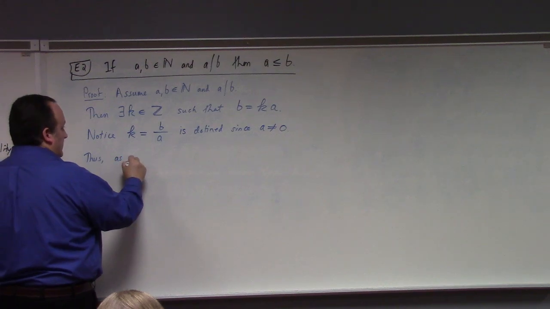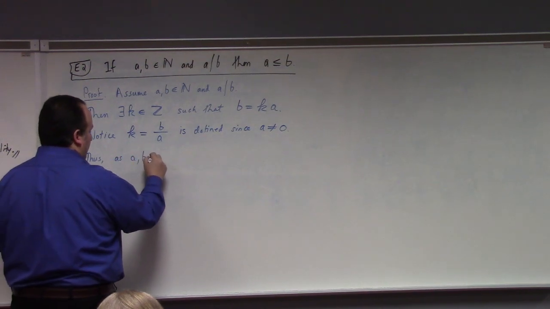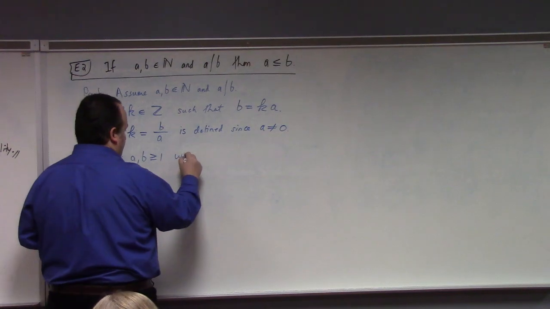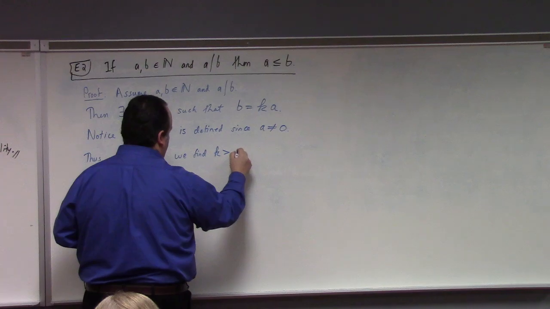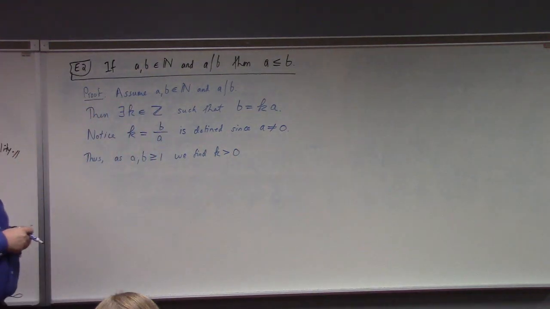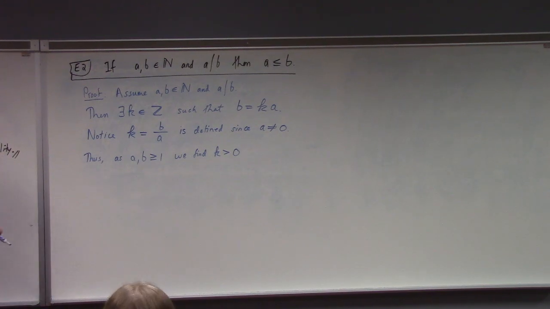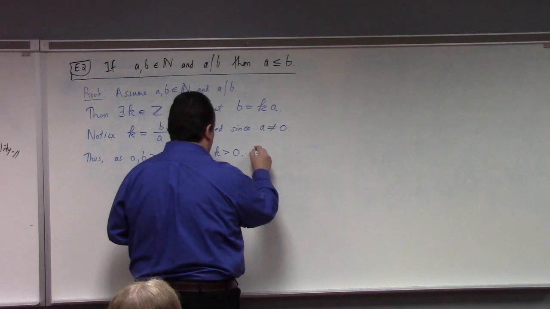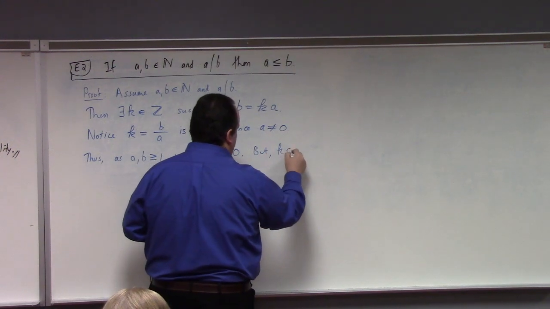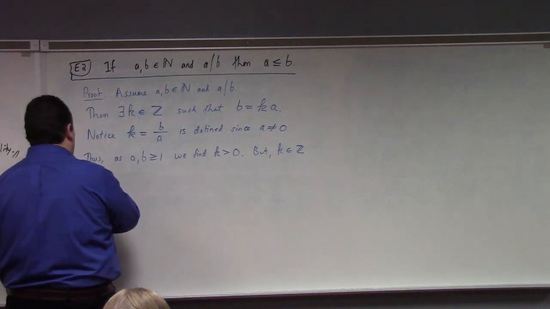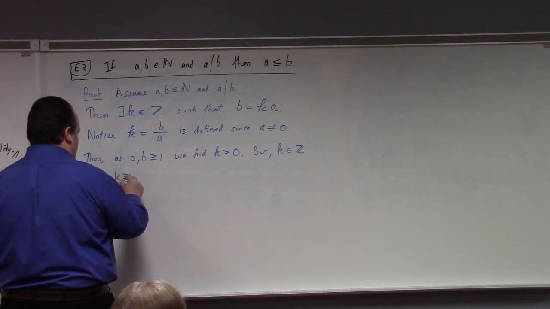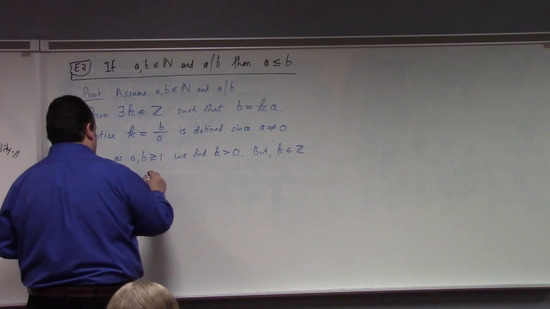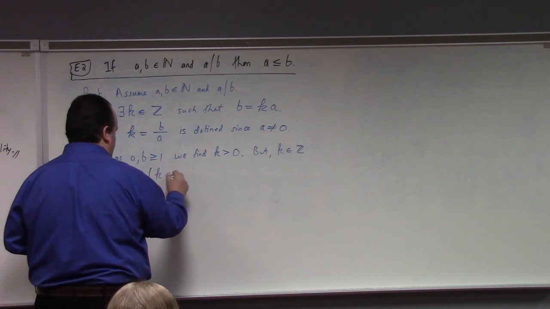Okay, so, great. Thus, as A and B are greater than or equal to 1, we find K is greater than 0, right? Agree? So K is greater than 0, but K is an integer, right? Thus, K is actually greater than or equal to 1, right? So really, we could say that K is a natural number, as it happens.